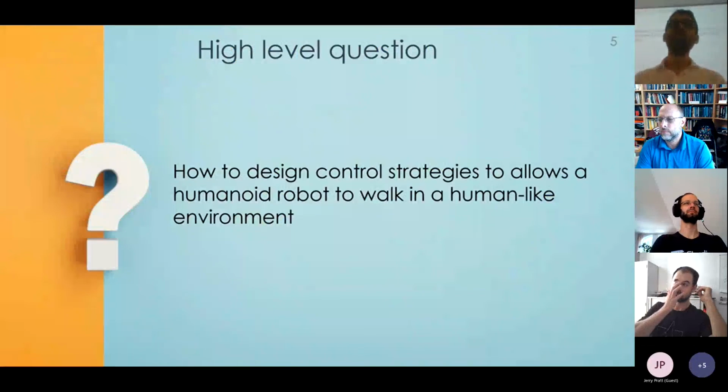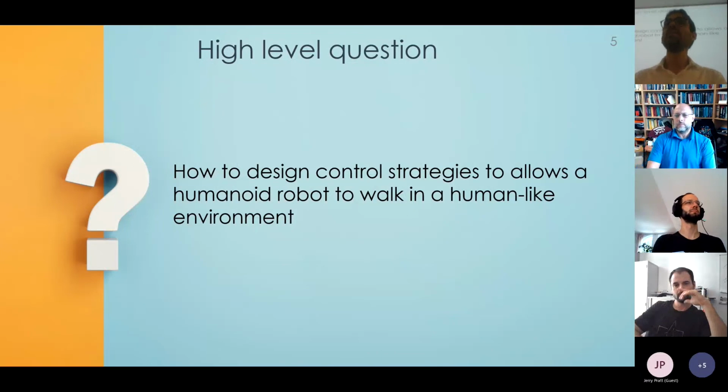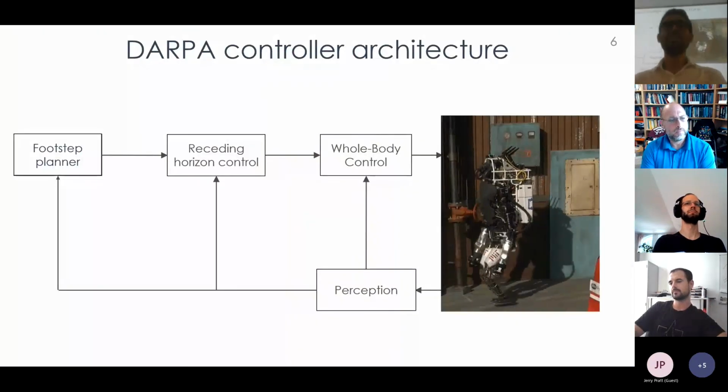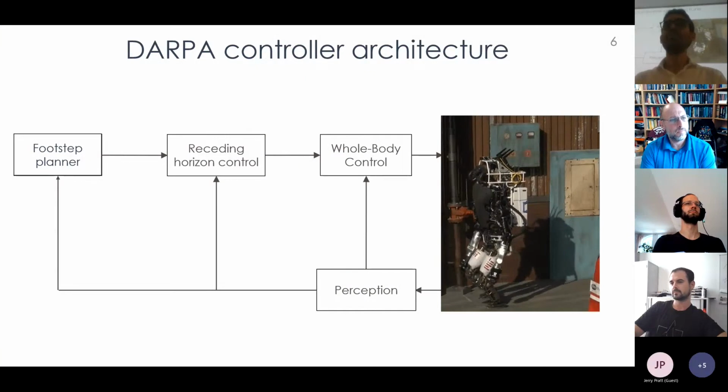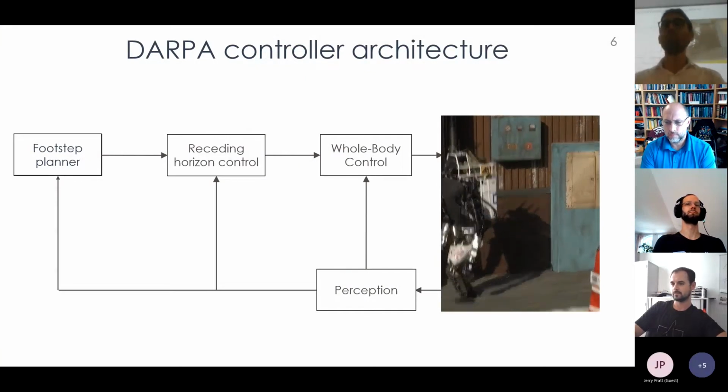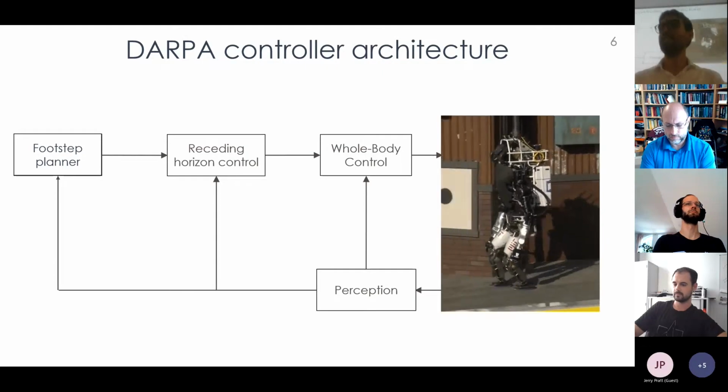So the high-level question is how to design a control strategy that allows a humanoid robot to work in a human-like environment. Well, we are not the first ones to try to answer this question. And as you know better than me, during the DARPA Robotics Challenge, several researchers tried to design controller architectures to allow a humanoid robot to perform tasks in a disaster scenario.